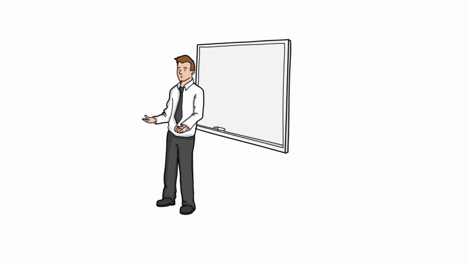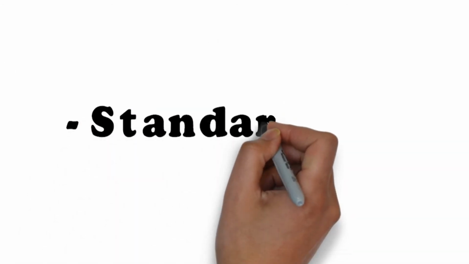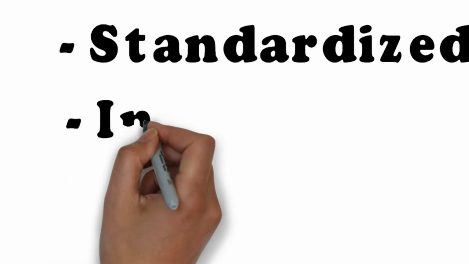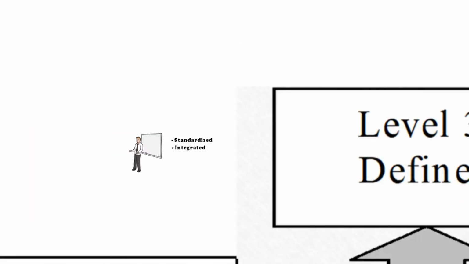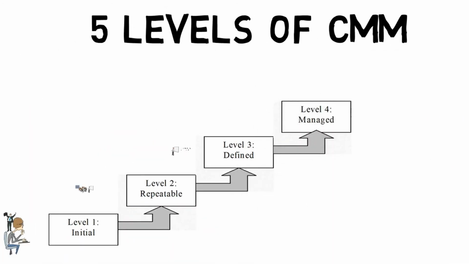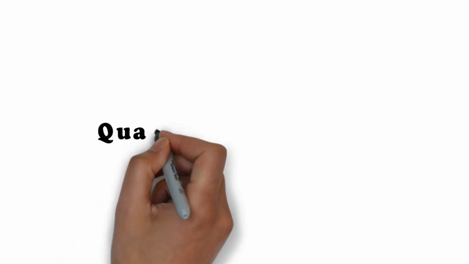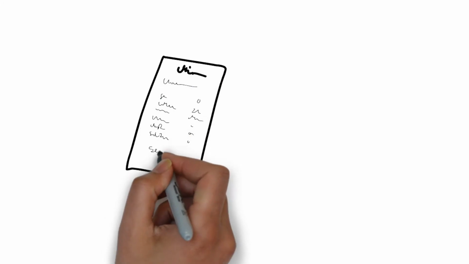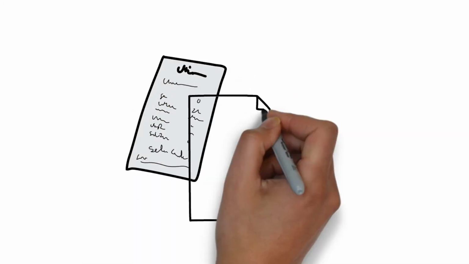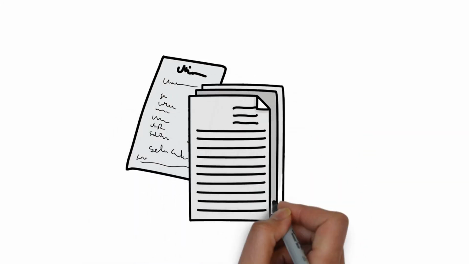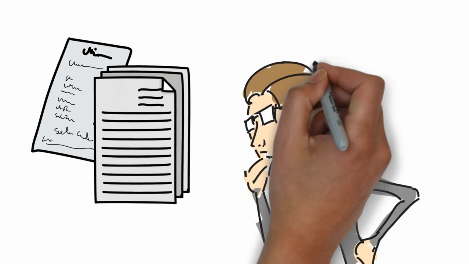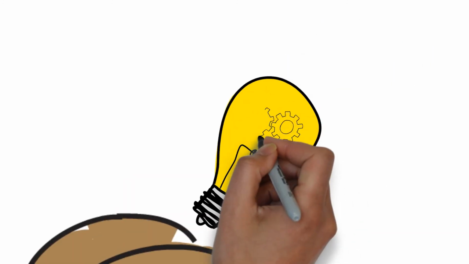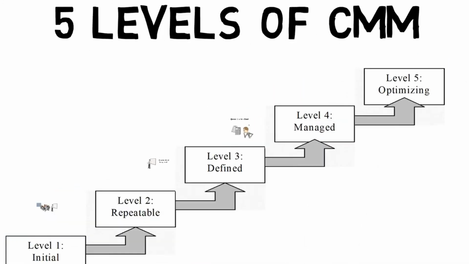Level 3 would be defined. In this level, the organization's repeatable processes are documented, standardized, and integrated. Level 4, however, is managed. The organization sets quantitative goals for both the process and product. Project and process data are collected and analyzed, then used to perform corrective actions and improvement while the project is running. Level 5 is optimizing.